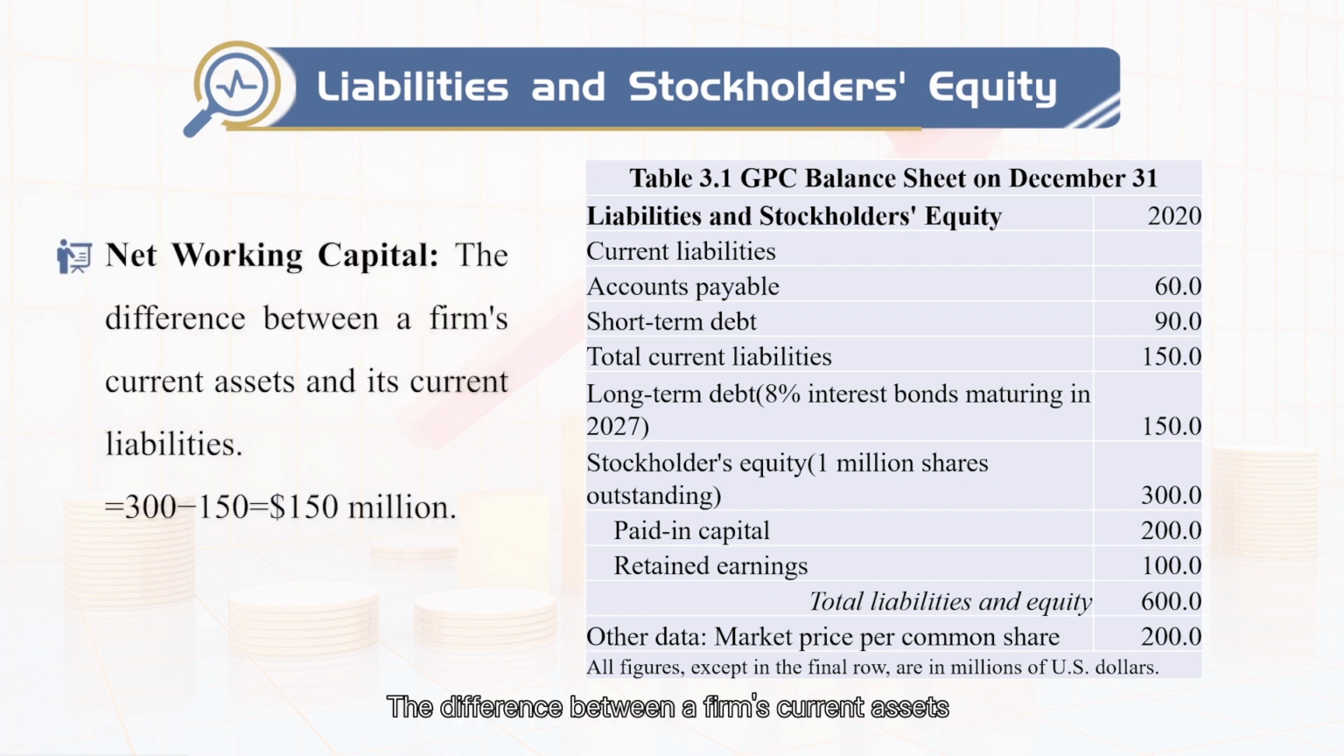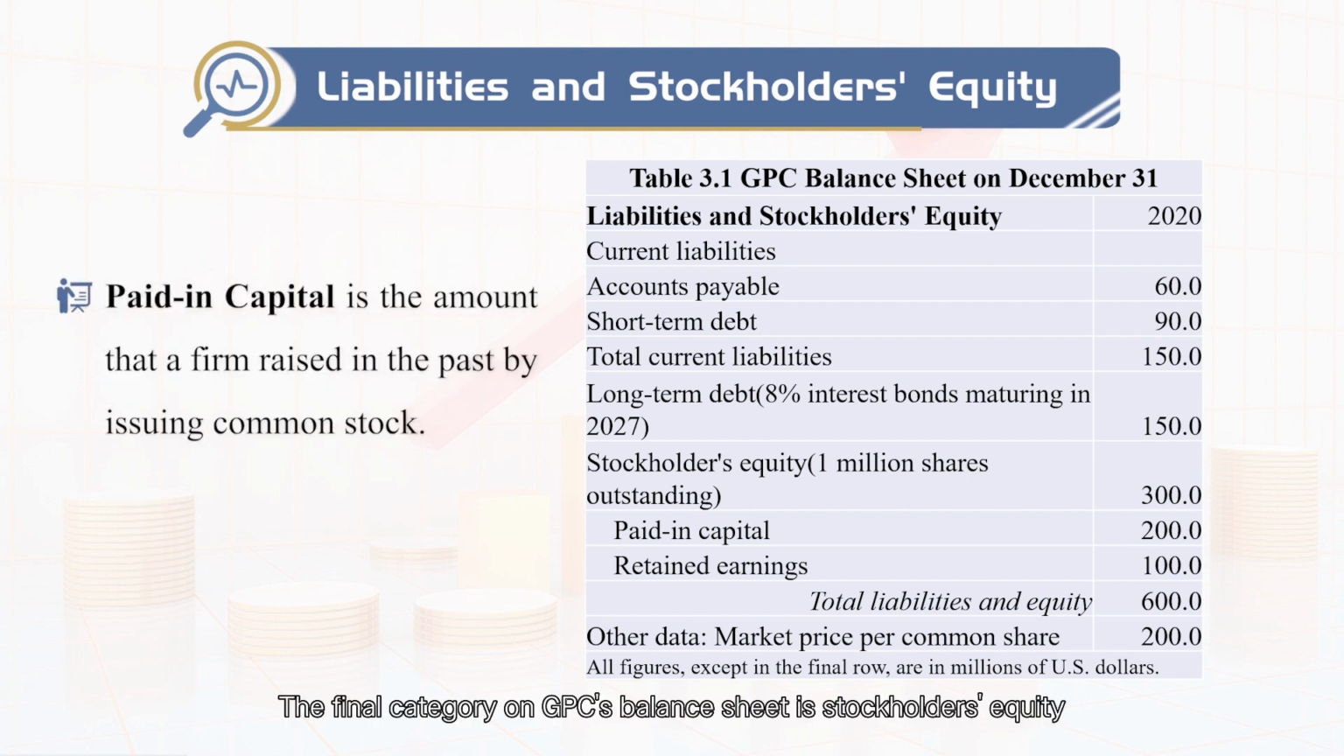The difference between a firm's current assets and its current liabilities is called net working capital. It does not explicitly appear as an item on the balance sheet. GPC's net working capital at the end of 2020 was $150 million, which is equal to the current assets of $300 million less current liabilities of $150 million.